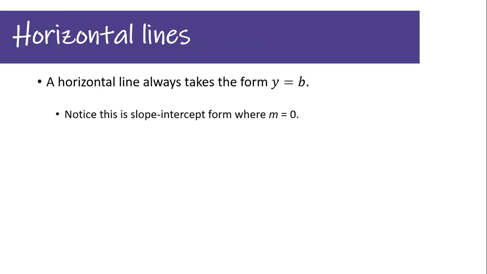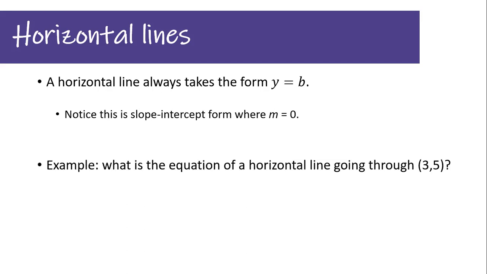We've mentioned some special cases before in other sections, but we're going to dive a little deeper into them here. Horizontal lines, remember, are constants. They always take the form y equals b. There is no x term. They stay the same no matter what the value of x. This is the same as slope-intercept form because remember the slope is 0. So it's 0x plus b. No problem there. We just know the slope is 0.